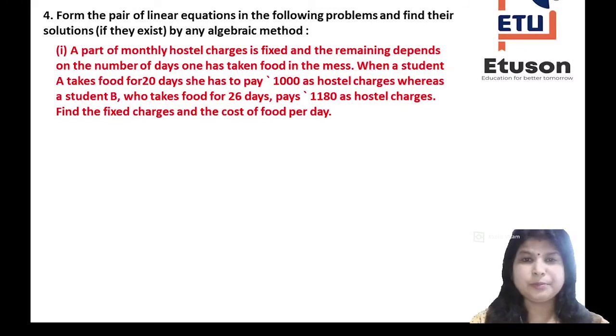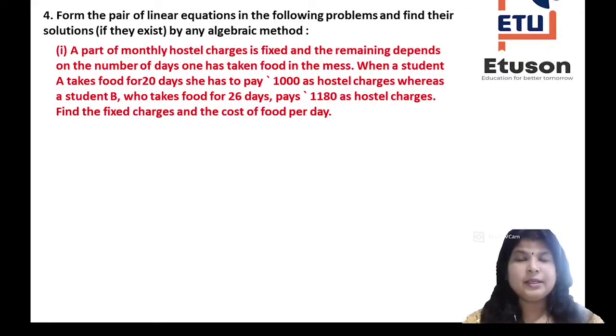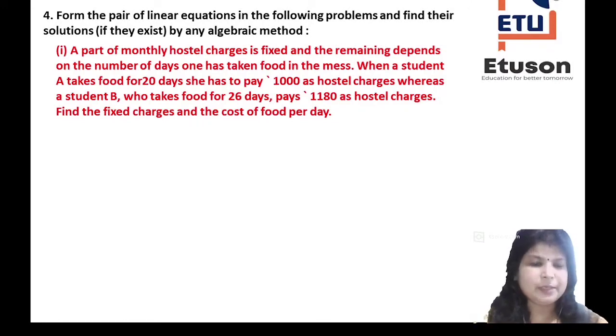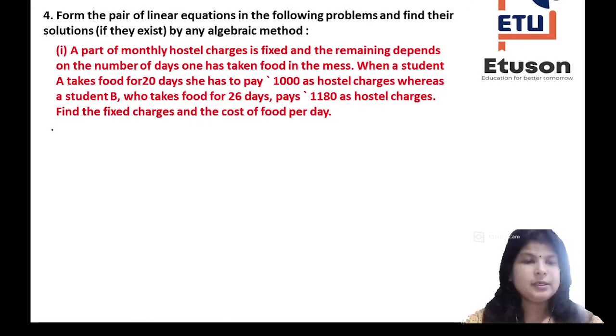That is question number 4. So you have a word problem here. So here you need to first form the equation, then you need to solve it algebraically, and here it is written that you can use any of the algebraic method. So there is no such specification. So let us read out the question then.